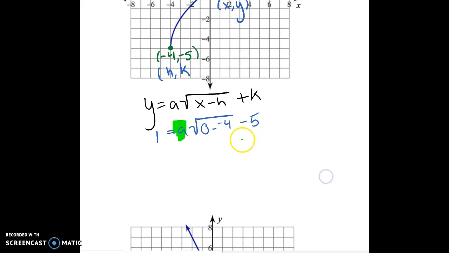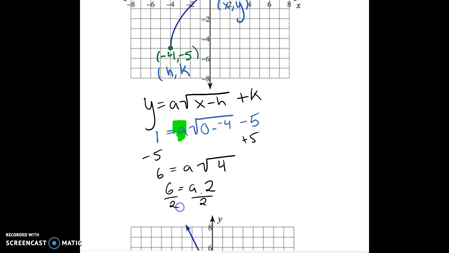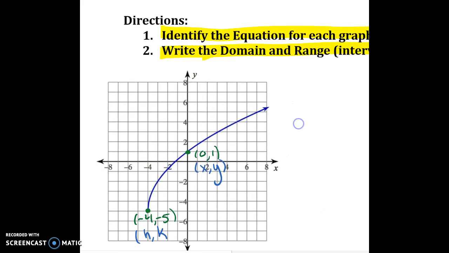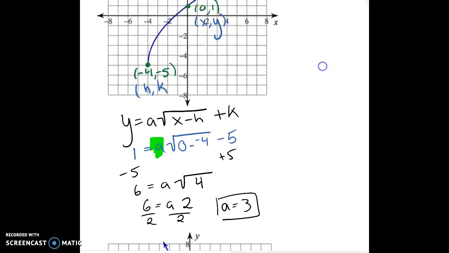So I add 5 to both sides. It gives me 6 equals a square root of minus a negative, it's positive 4. 6 equals a square root of 4 is 2. Divide both sides by 2, and I'm left with a equals 3. I'm not done yet because I still haven't written the equation, right? So my final equation, y equals 3 square root of x. My h is positive 4 because it's minus a negative. Sorry, this should be square root.